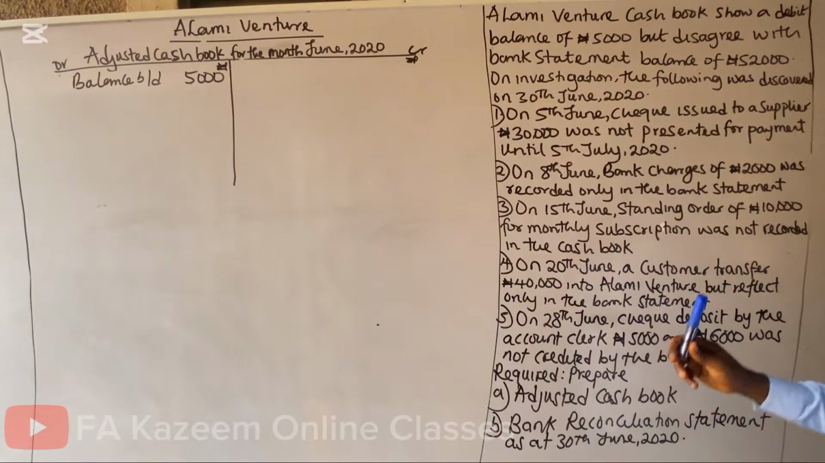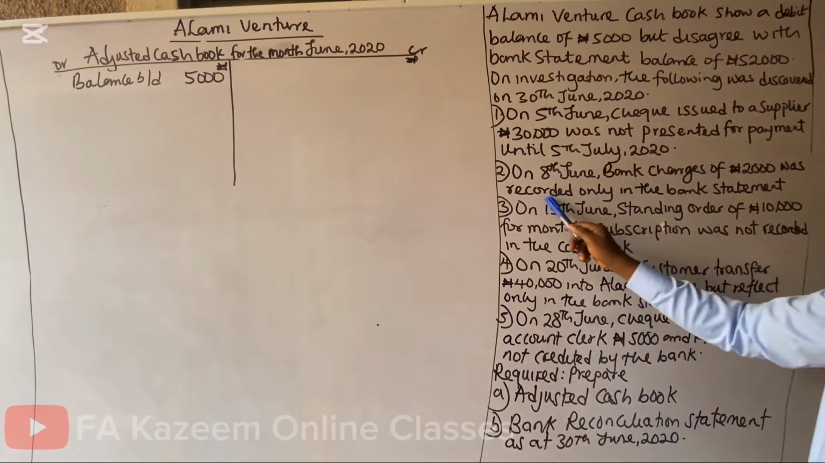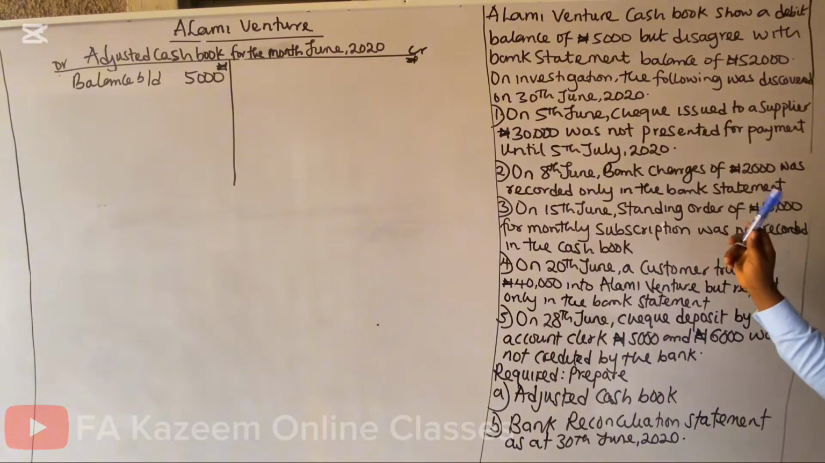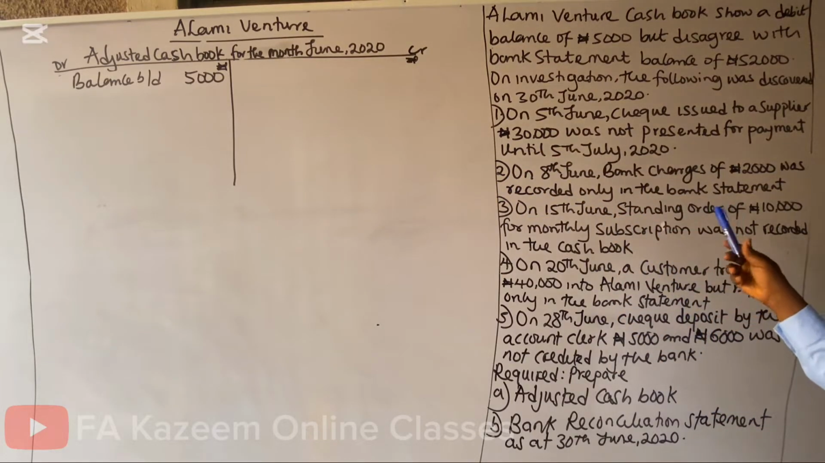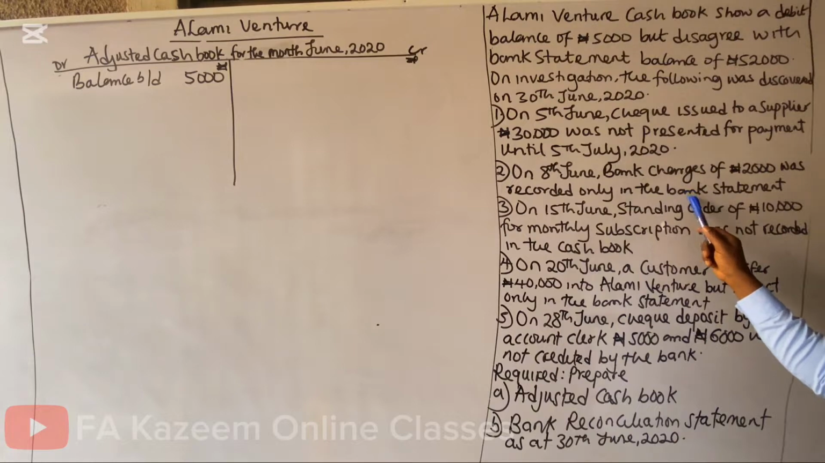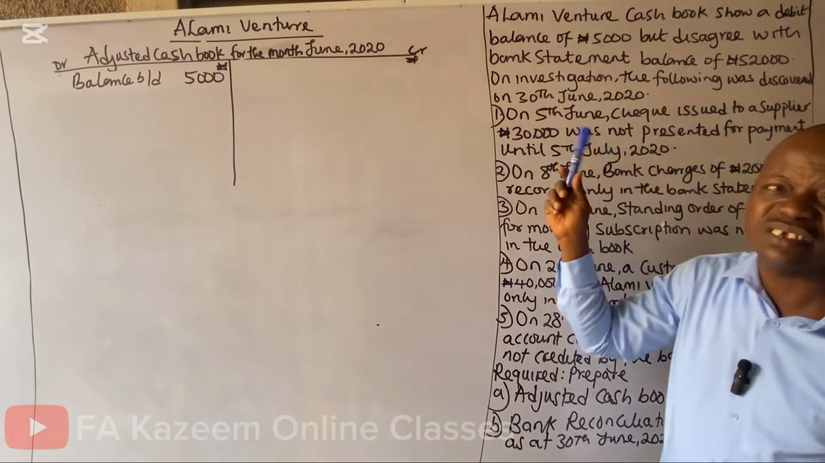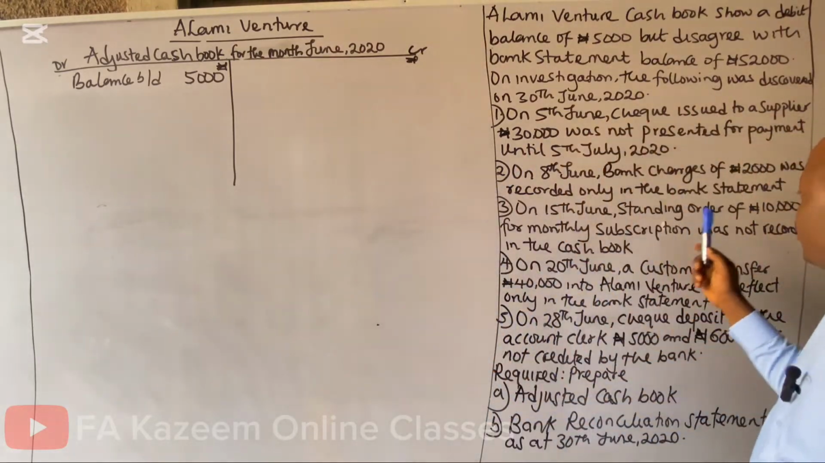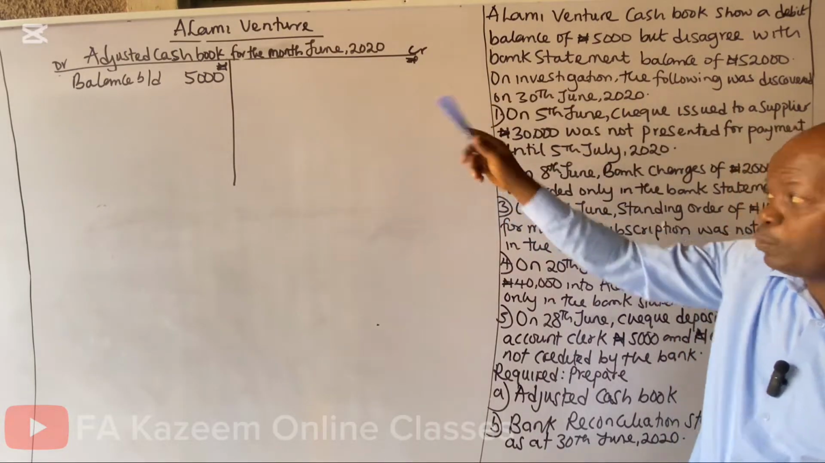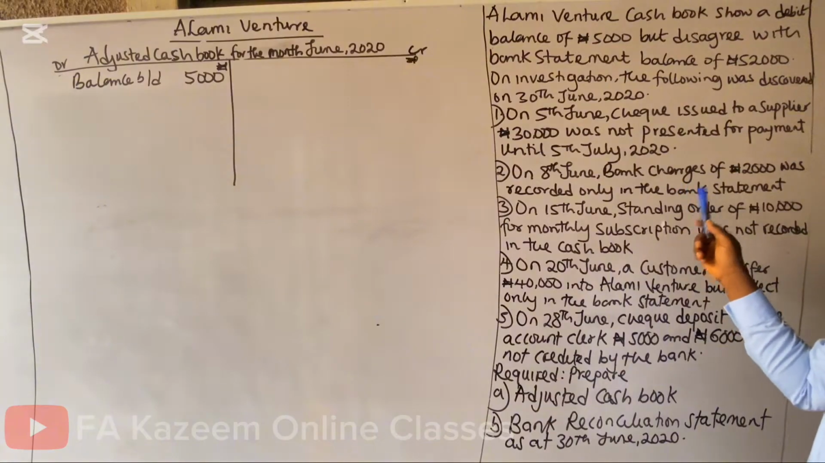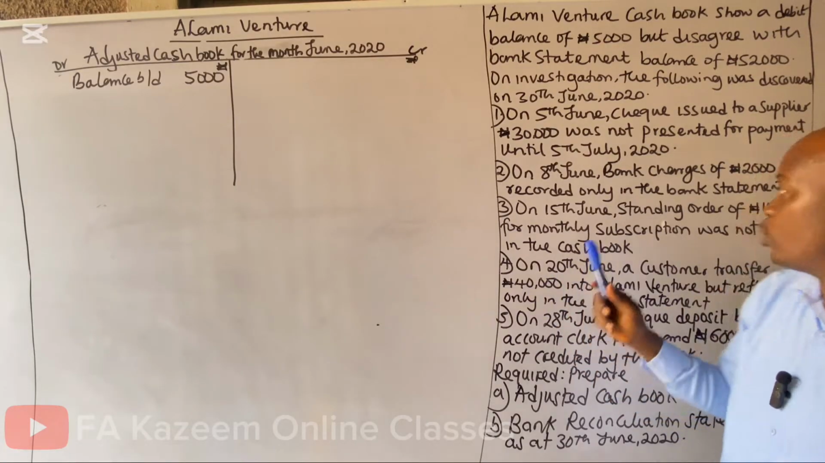Two, on 8th June, bank charges of 2,000 naira was recorded only in the bank statement. If you look at it, there are two books, the cash book and the bank statement. But this statement is telling us that it was only recorded in the bank statement by the bank. It was omitted by the person who prepared the original cash book. But the statement is making us know that this 2,000 naira was not recorded in the cash book at all, that it was only recorded in the bank statement.